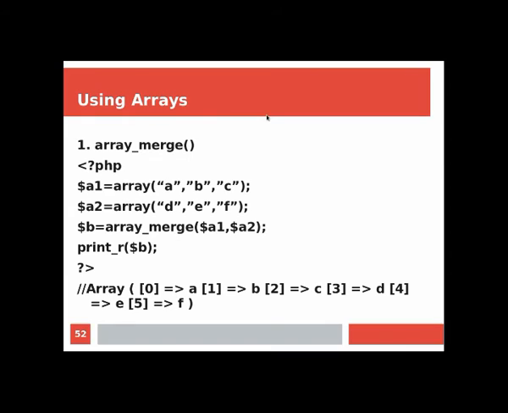So the next topic is using arrays. There are many other built-in functions that you can use on arrays. You know that built-in functions we can use directly. So here the first function is array_merge. This function is used to merge two or more arrays. Here you know the meaning of merge, the English meaning, to merge two or more arrays.